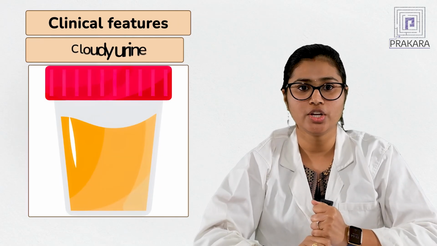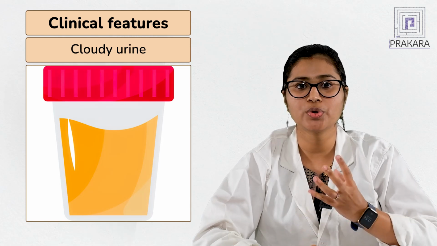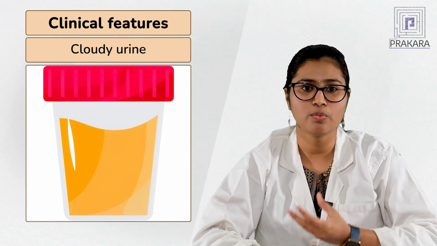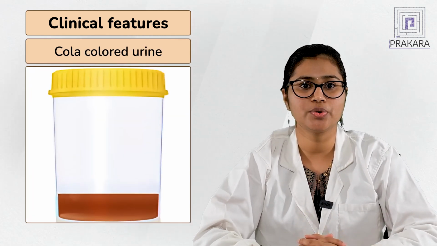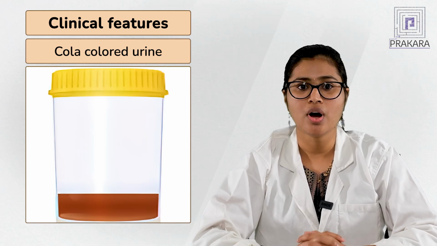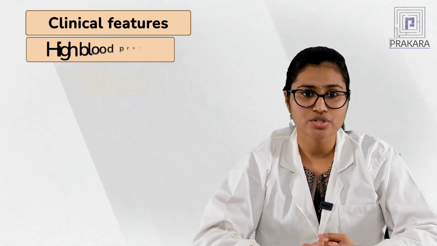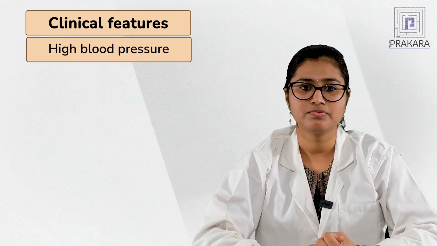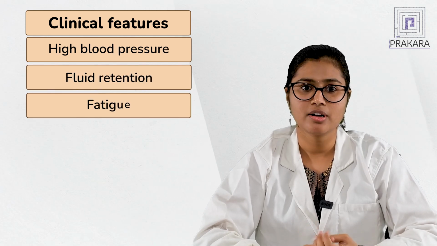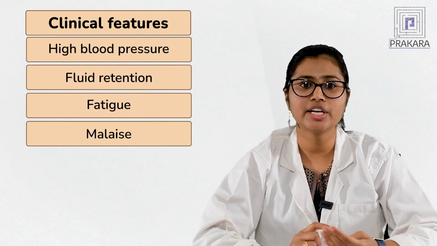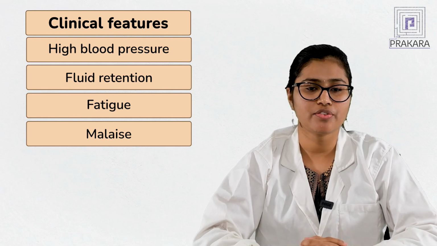Clinical features of glomerulonephritis. In this we have foamy, cloudy urine. Due to proteinuria, urine becomes cloudy and foamy. Next is cola colored urine. Cola color is due to RBCs present in the urine. Next, high blood pressure and fluid retention, fatigue, malaise, all these are clinical features of glomerulonephritis.